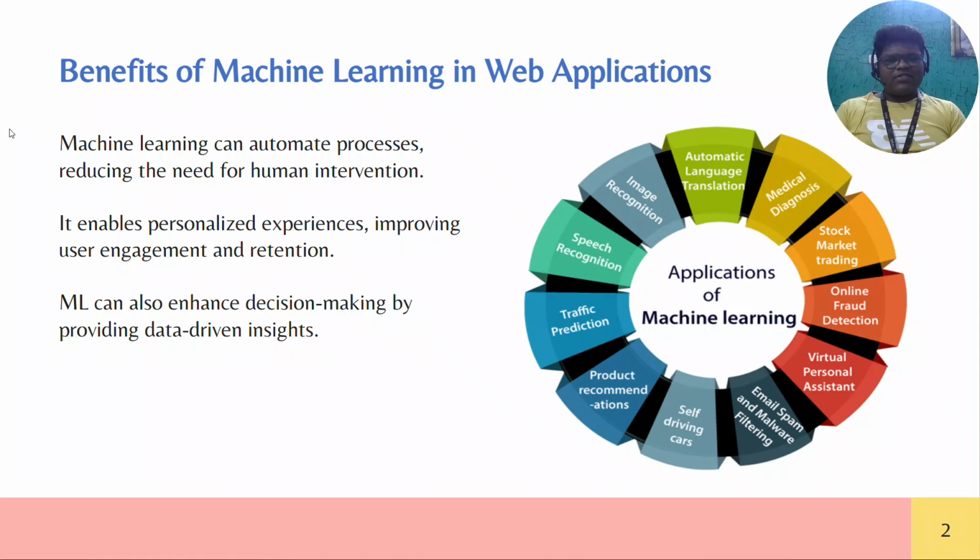Here are some of the applications of machine learning: automatic language translation, medical diagnosis, stock market trading, online fraud detection, virtual personal assistant, email spam and malware filtering, self-driven cars, product recommendations, traffic prediction, speech recognition, image recognition.